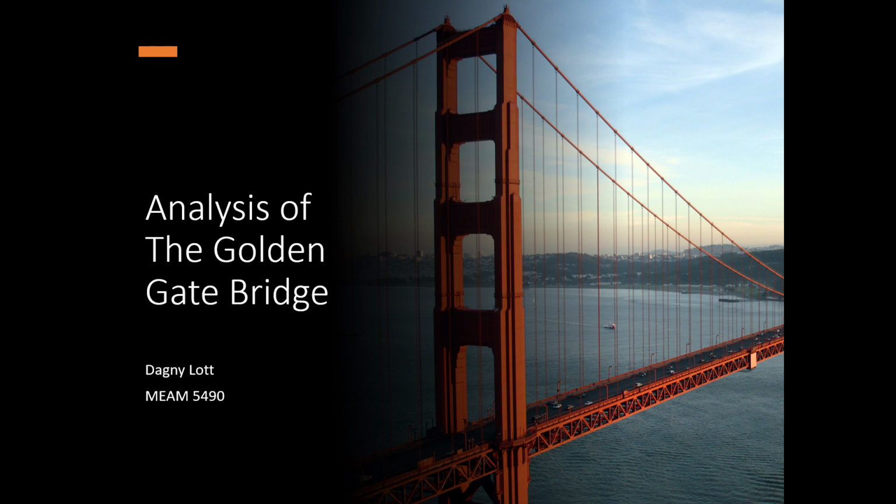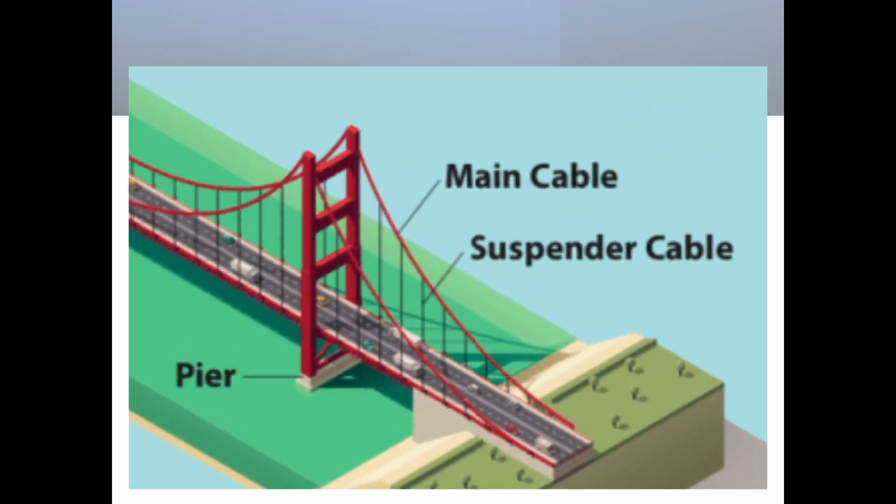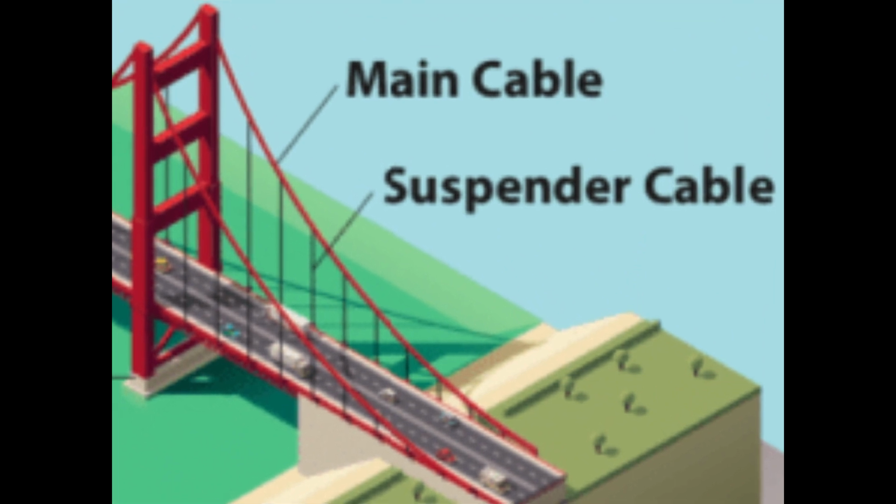Let's jump into it. So, the first thing I want to do is estimate the thickness of the main cables on the Golden Gate Bridge. To do this, you need to understand a little bit more about suspension bridges. First, there are main cables that run along the length of the bridge. These are thicker, and then you also have suspender cables, which are vertical, as you see here in the picture.